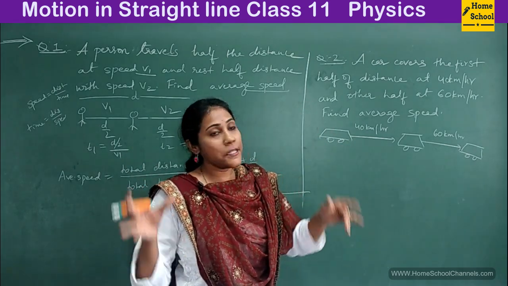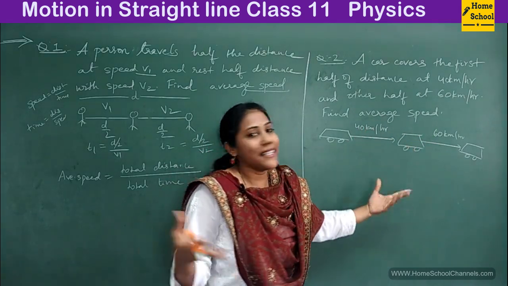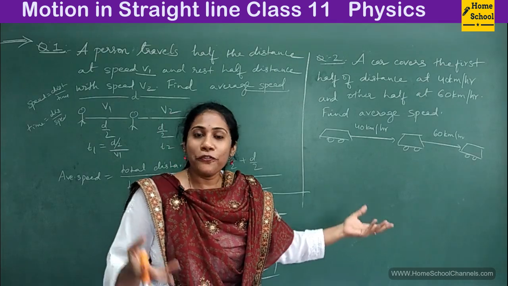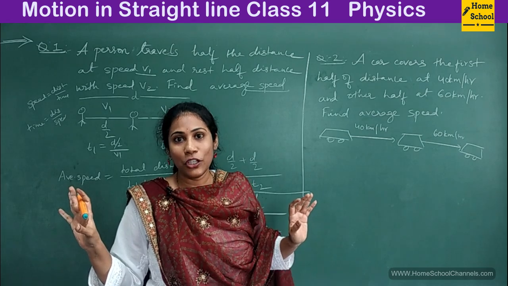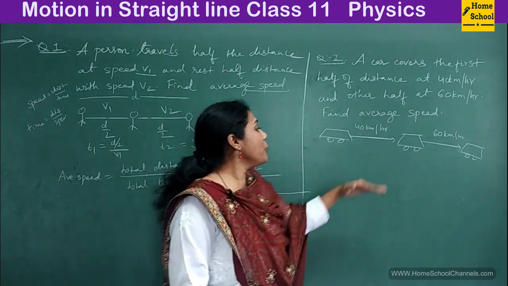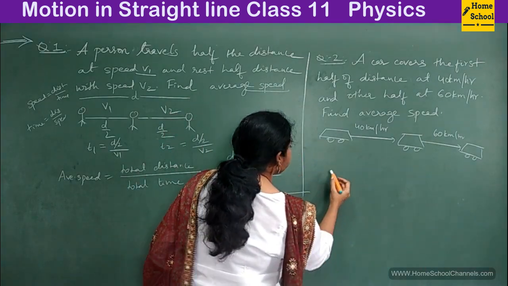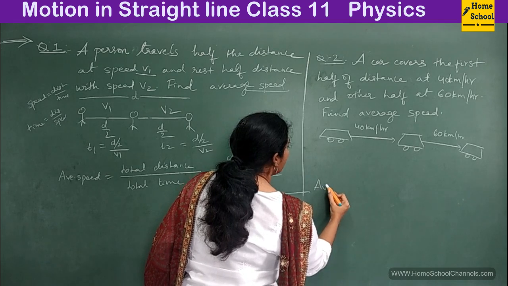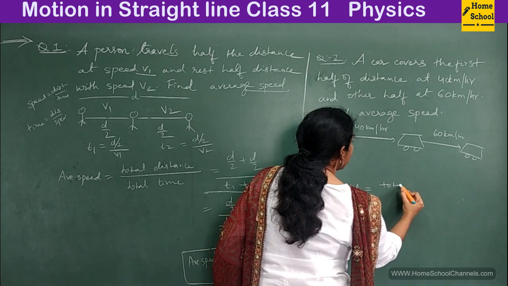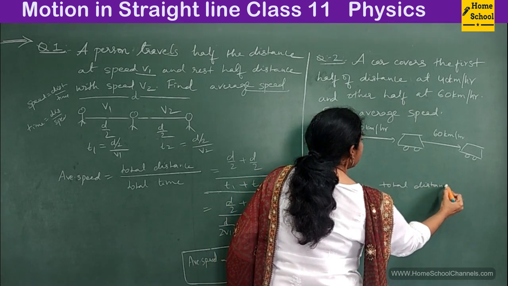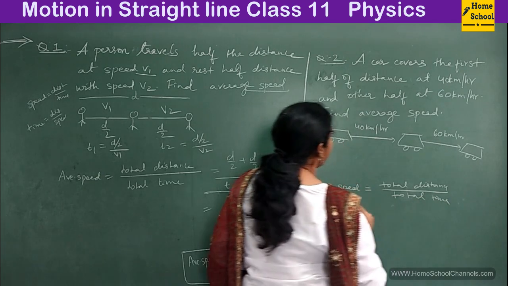So average speed in the sense, please don't take the average of these values. Don't ever do 40 plus 60 divided by 2. You will get 50, and 50 will be there as one of the options, where that is the wrong option. So for average speed, always you have to apply a formula. How do you calculate? Average speed is equal to total distance by total time, right?